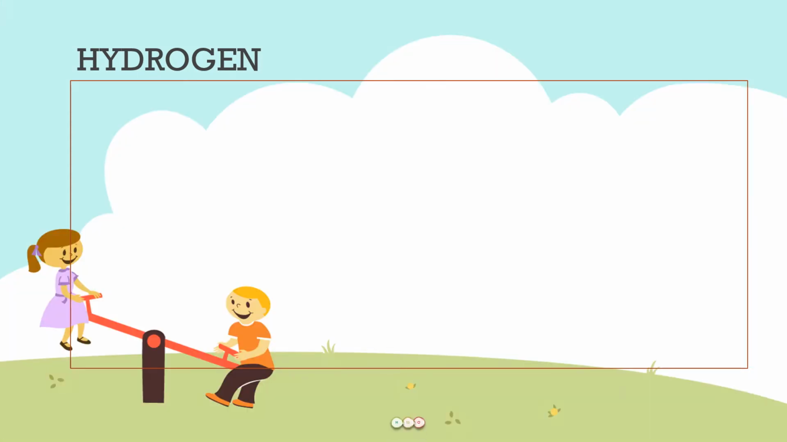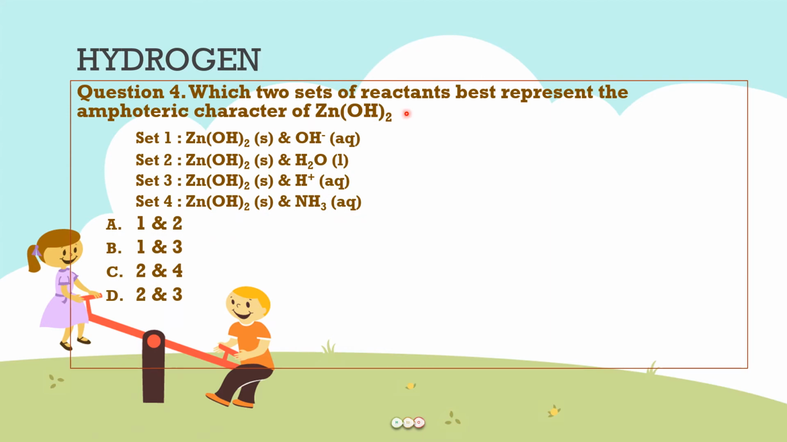Now the next question that we have is: which two sets of reactants best represent the amphoteric character of zinc hydroxide? 1, zinc hydroxide plus OH ion; 2, zinc hydroxide plus water; 3, zinc hydroxide plus H ion; 4, zinc hydroxide plus ammonia. And you are asked whether sets 1 and 2 are correct, 1 and 3, 2 and 4, or 2 and 3. So you can pause and first choose your answer and then look at the solution.